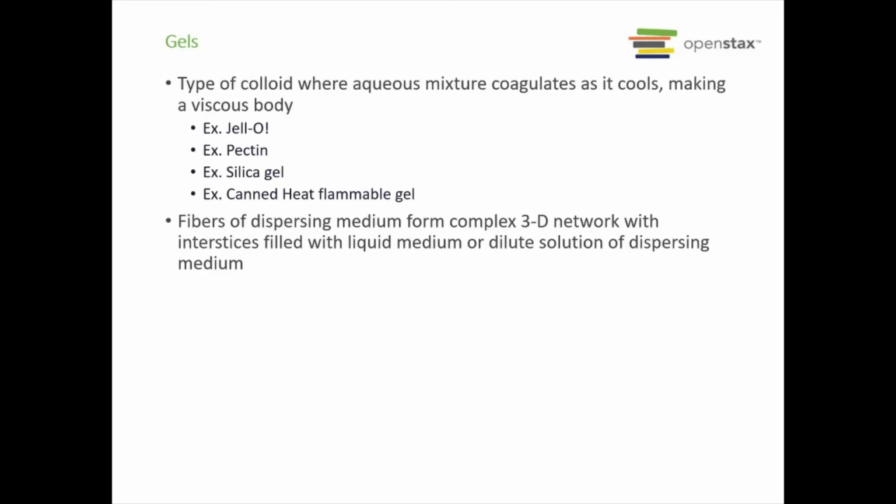So gels, this is the last part of the chapter. These are a type of colloid where aqueous mixture coagulates as it cools, making a viscous body. So Jello, pectin, silica gel, those canned heat flammable gel canisters that are used at buffets, these are all examples of gels. So the fibers of the dispersing medium form this complex three-dimensional network with the interstices filled with either liquid medium or dilute solution of the dispersing medium.